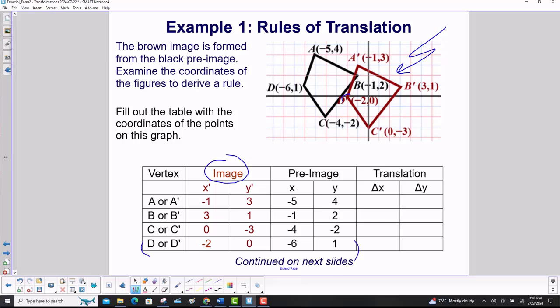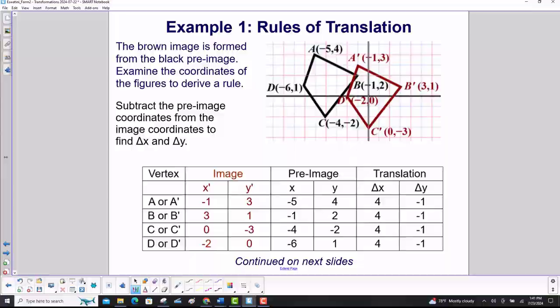Minus 2, 0 is right here. Okay, that's the image. And the pre-image is at minus 6, 1. That would be this point over here. So we've got the beginnings of our table there. Now we have to do the delta x and delta y. Subtract the pre-image coordinates from the image coordinates to find delta x and delta y.